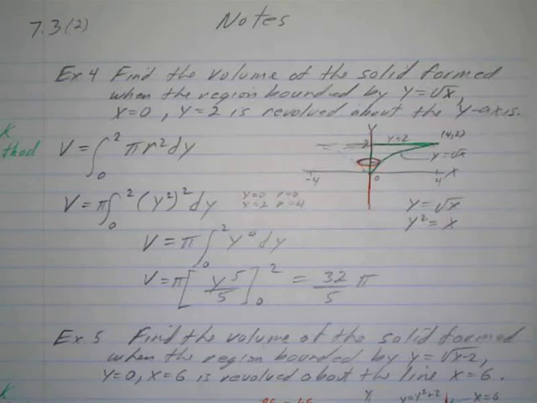Okay, some more notes from section 7.3, and this is example number 4. Find the volume of the solid formed when the region bounded by y equals the square root of x, x equals 0, and y equals 2 is revolved about the y-axis. So now we're going about the y-axis and integrating with respect to y.